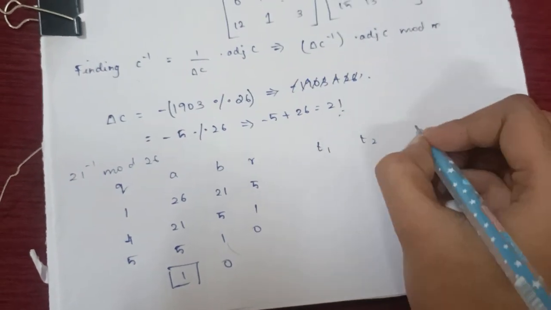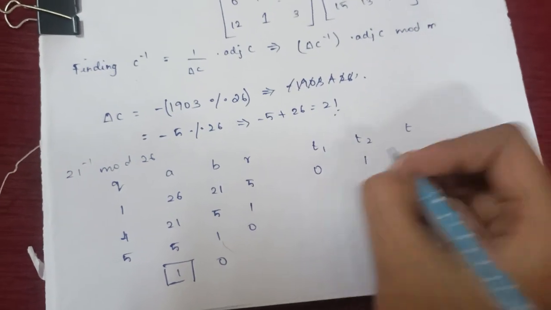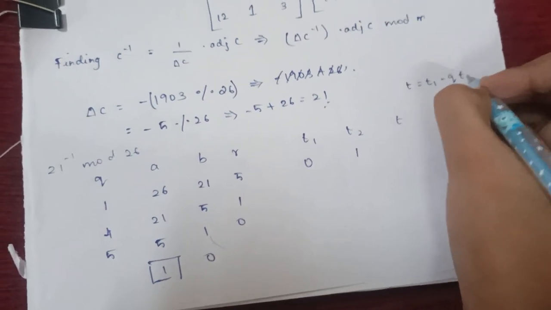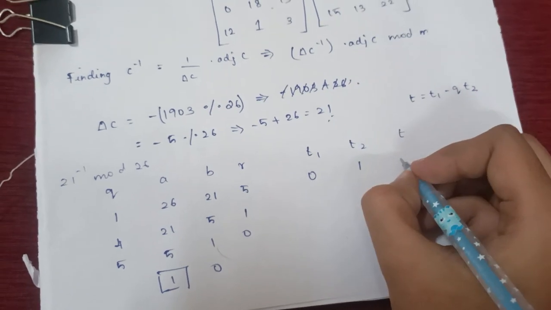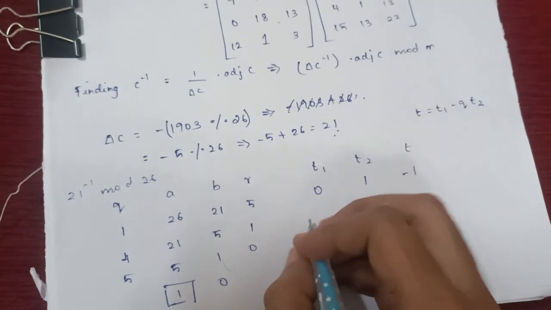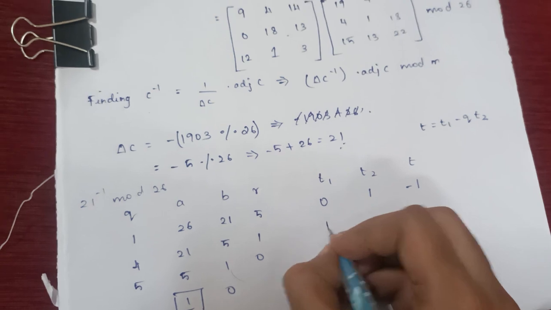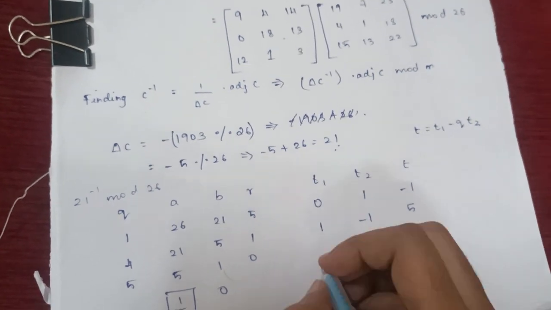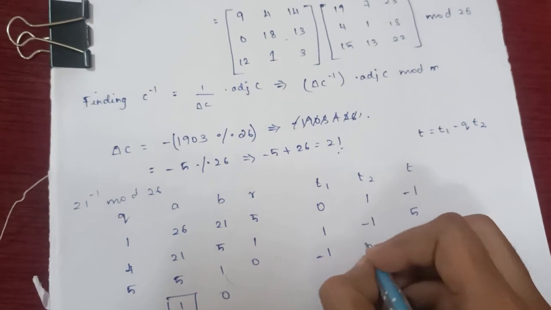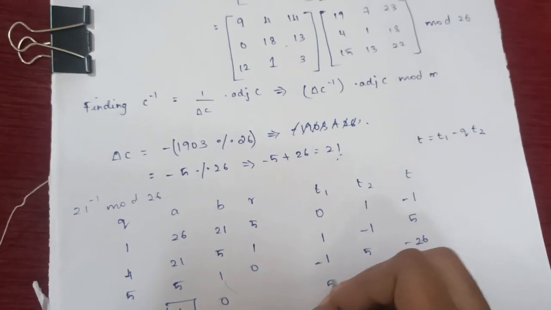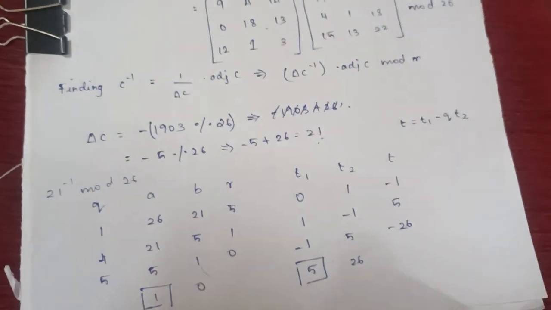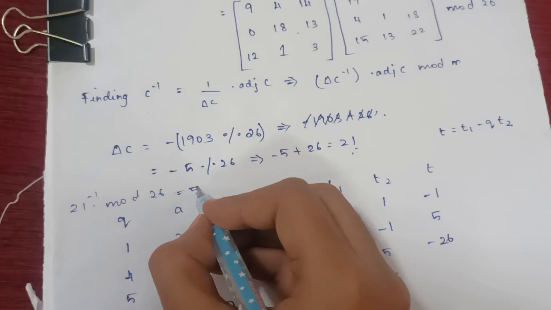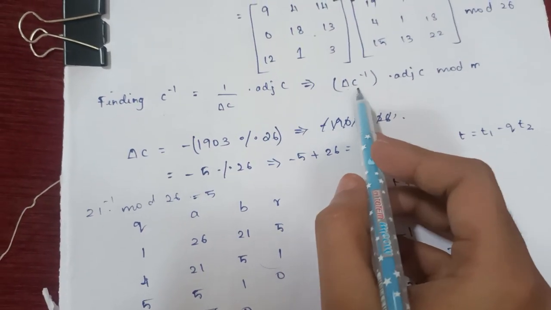T1, T2, T. T1 is initialized to 0 and T2 is initialized to 1. We know that the formula is T is equal to T1 minus Q times T2. When applying this formula, the value of T is minus 1, T1 will hold the value of T2, T2 will hold the value of T, and the new T value is 5. This step is repeated again, and we get 5. So the multiplicative inverse of 21 mod 26 is nothing but 5. So we have found the determinant inverse.